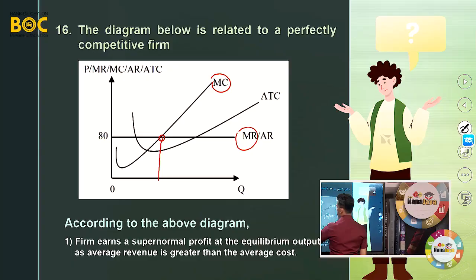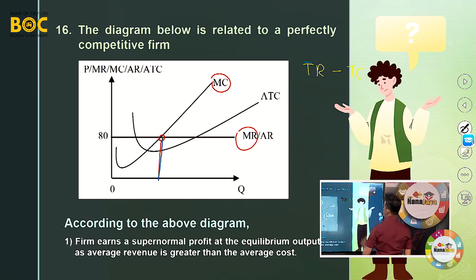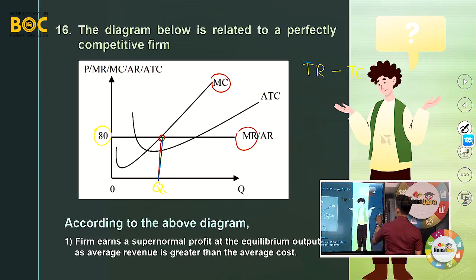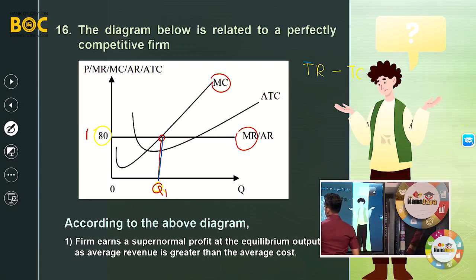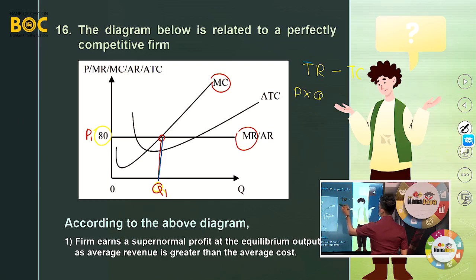The firm is producing this quantity. Profit should be calculated by deducting total cost from the total revenue. Total revenue minus total cost is the way you should calculate the profit at a certain output. When you have the price and the quantity the firm should produce, I will just take it as P1. So by multiplying price by the quantity, we can calculate the total revenue.